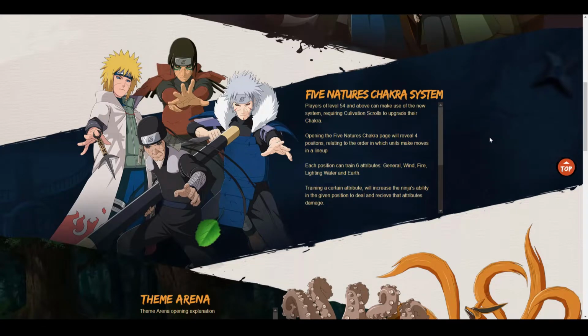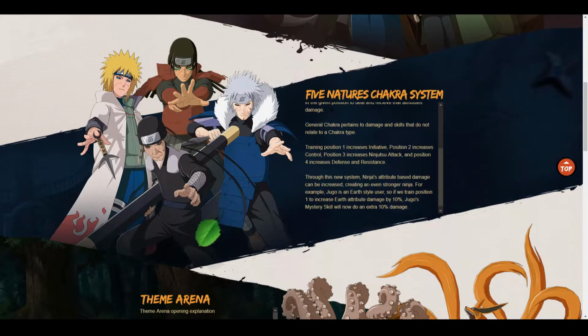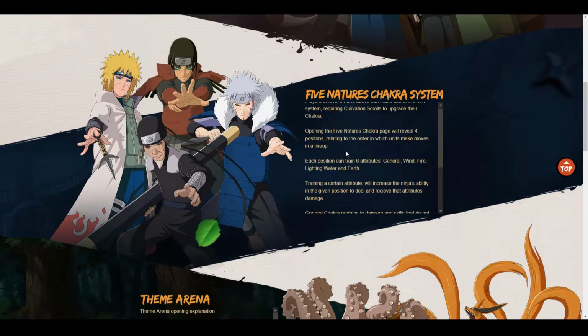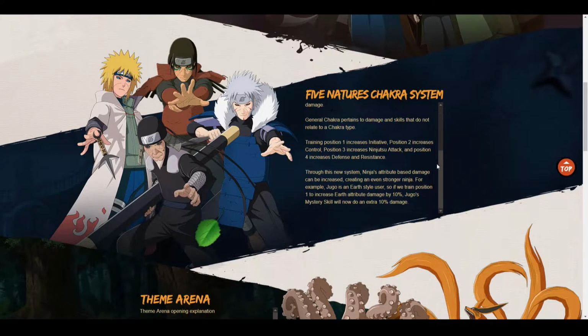We then have the 5 Nature's Chakra System. Players of level 54 and above can make use of the new system requiring cultivation scrolls to upgrade their chakra. Opening the 5 Nature's Chakra page will reveal 4 positions relating to the order in which units make moves in a lineup. Each position can train 6 attributes: the General, Wind, Fire, Lightning, Water, and Earth. Training. Oops, too fast. I can't keep track now.